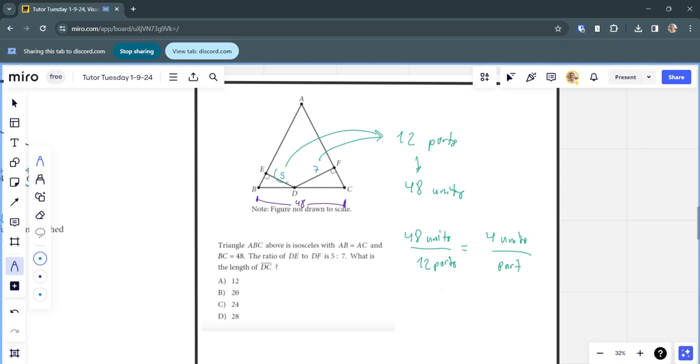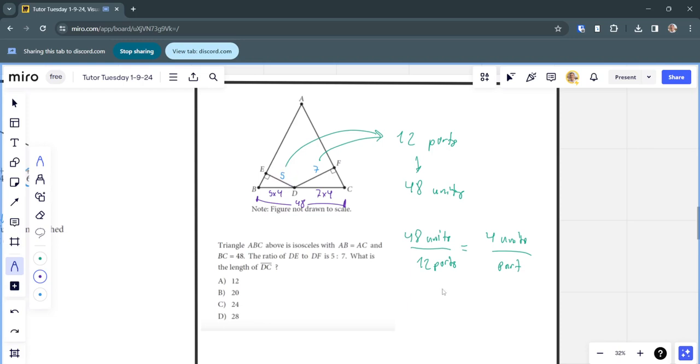Right, so this is 5, this is 7. The ratio is 5 to 7. Then that would mean that this actual side length is 5 times 4, and this one is 7 times 4.